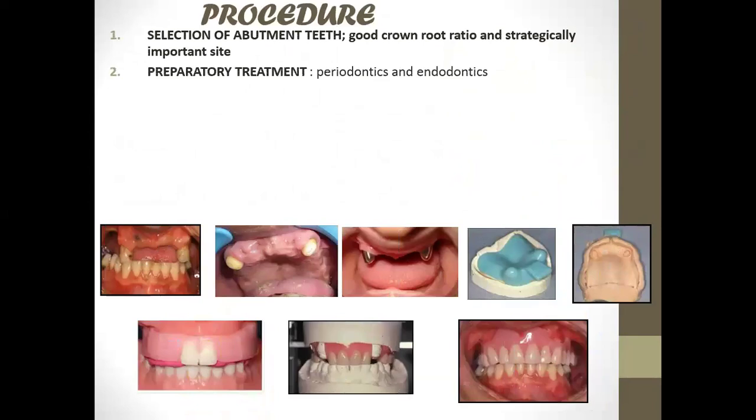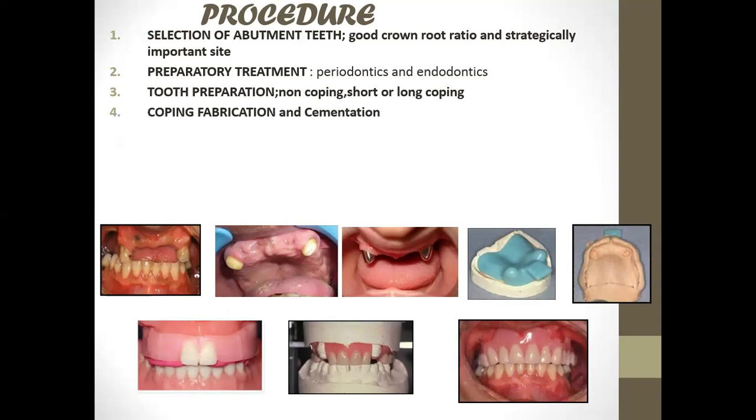So, going on to the procedure, first and foremost would be selection of the abutment teeth, a criteria that we have discussed before itself. Once you've selected the abutment teeth, you decide on what type of coping you want to go for, whether a coping or non-coping one, or any attachment you're planning. You first decide on that. Before that, you go for your preparatory treatment, that is any perio or endo treatment that has to be done, and then your coping is planned, fabricated, and cemented on the tooth.